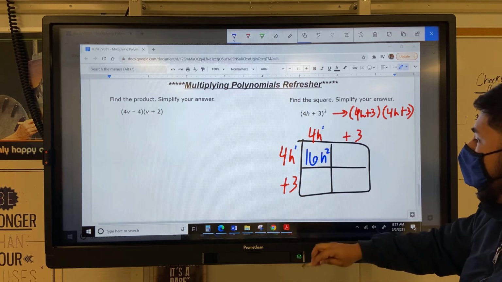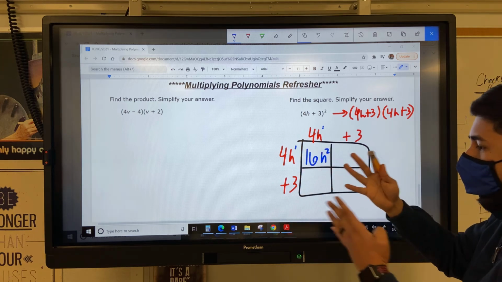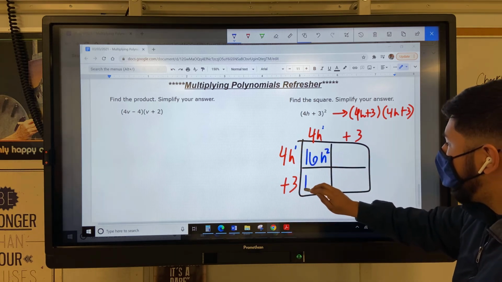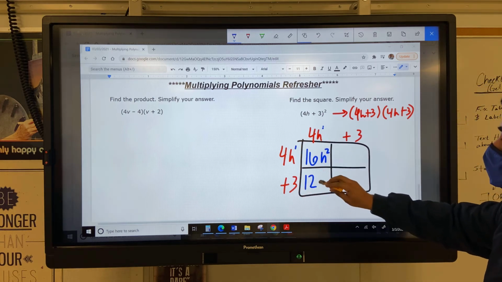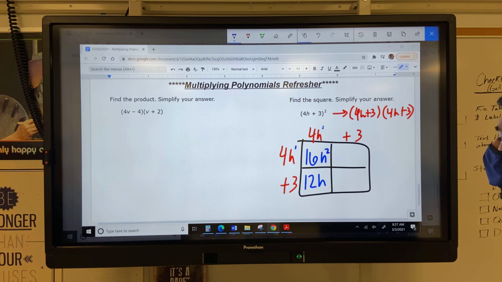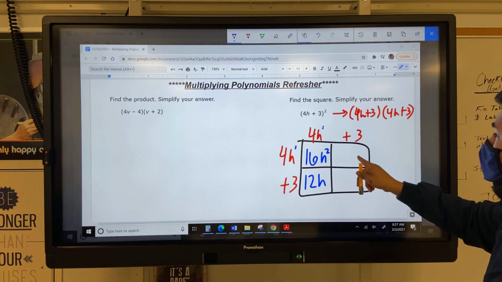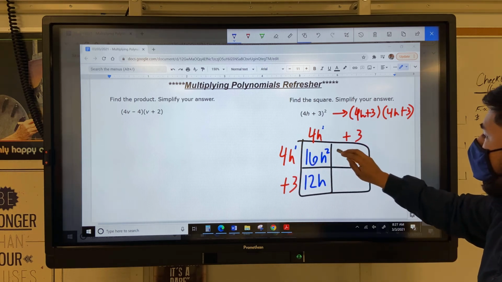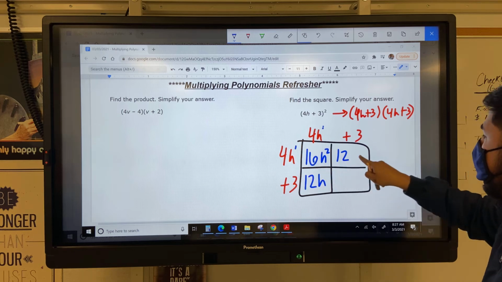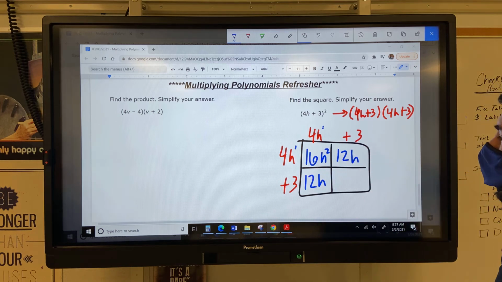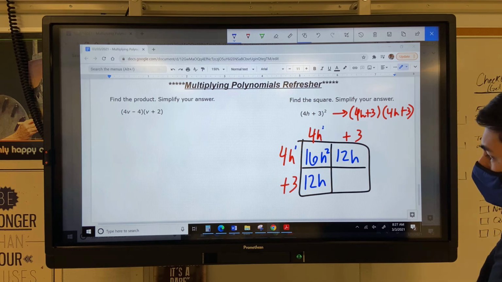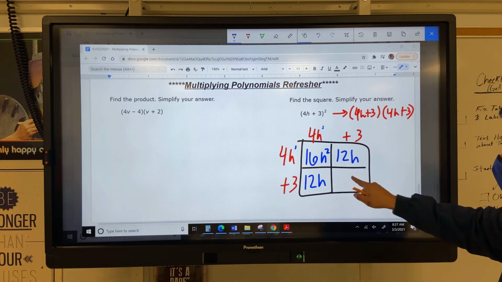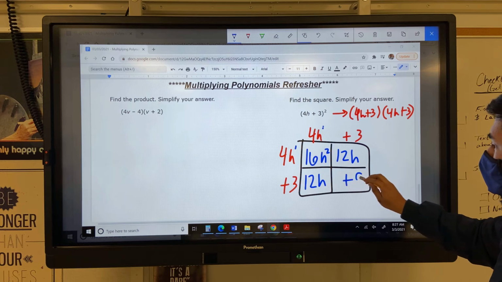4 times 3, 4 times 3, count 4, 3 times, 12. This one has an h, but this one does not, so it's just h by itself. Same thing over here, 4 times 3, 12. H, no h, h. And last one, 3 times 3 gives me positive 9.